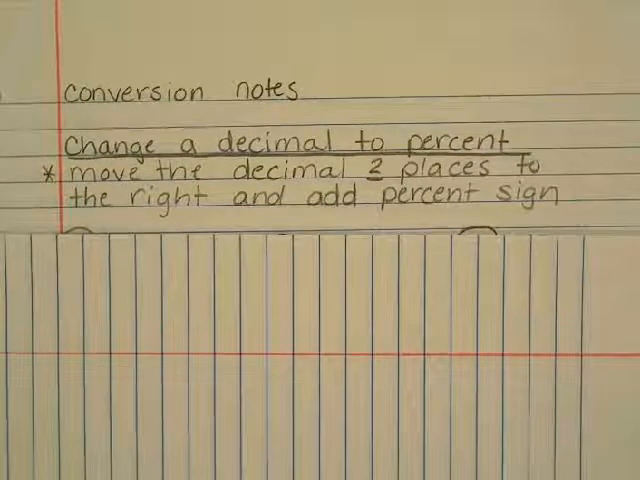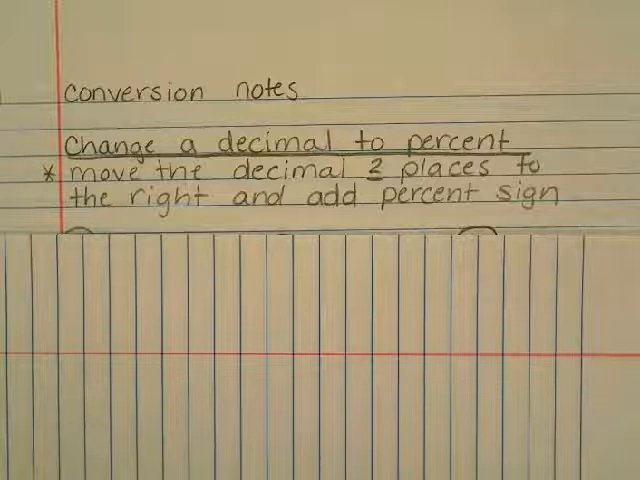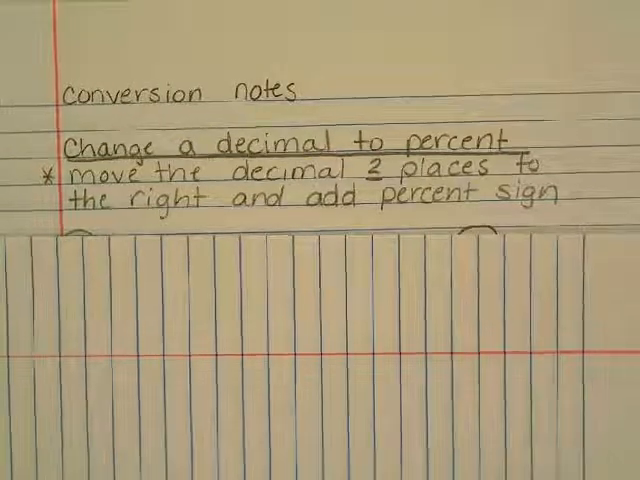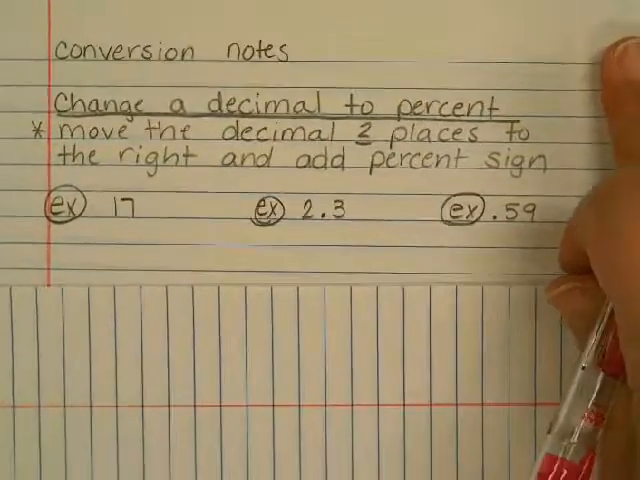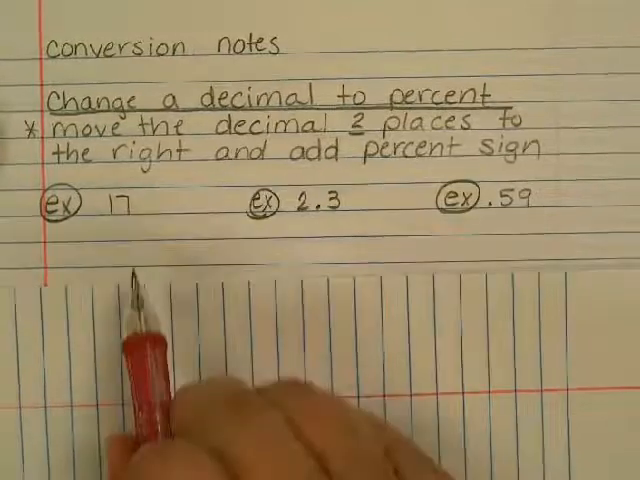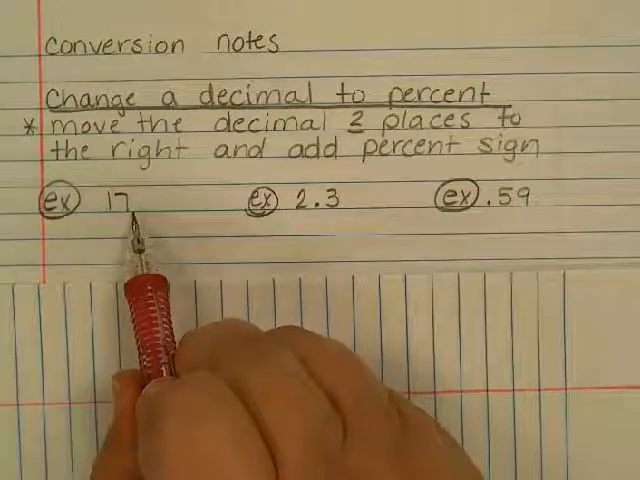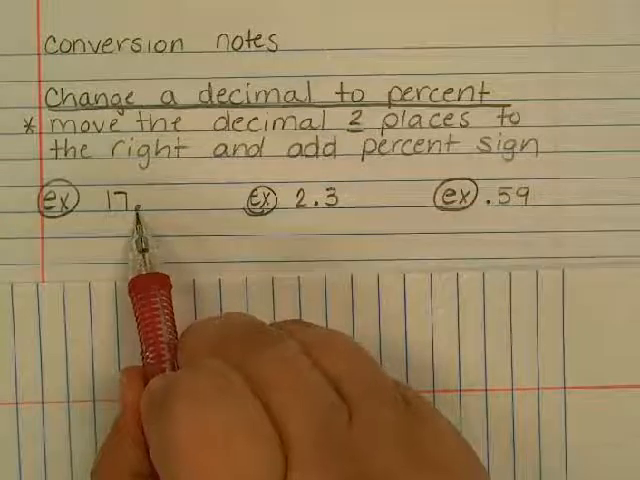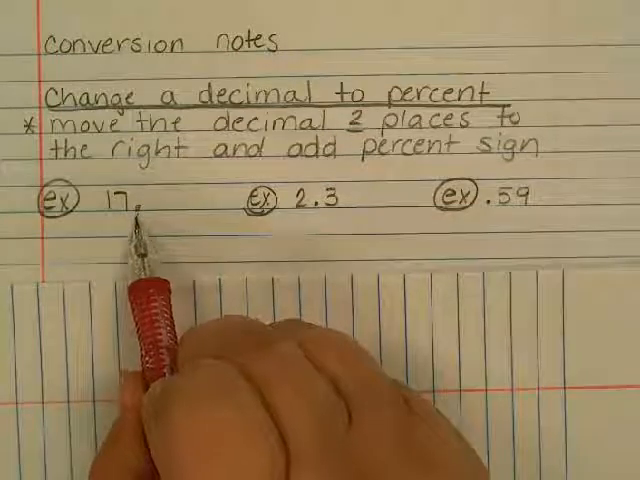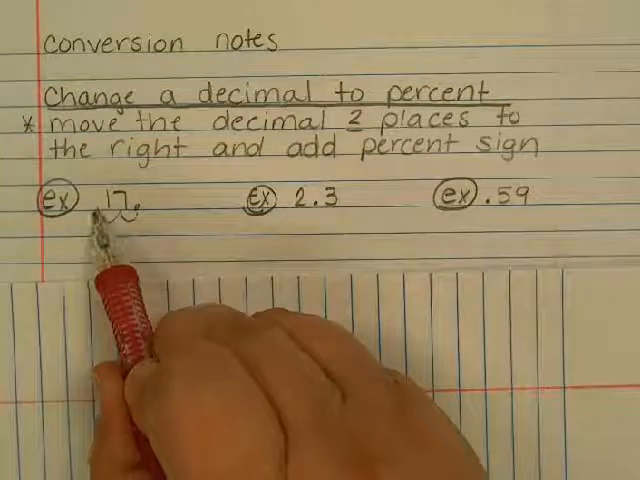So to change a decimal to a percent, we need to remember that we need to move the decimal 2 places to the right and add a percent sign. So we're going to do a couple of examples together. So for example, with the number 17, it's a whole number. So I know that when I have a whole number, then I have to add in my decimal after my last digit. I move it 1, 2 places.